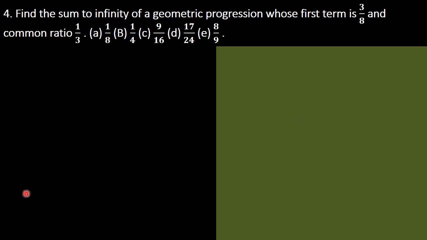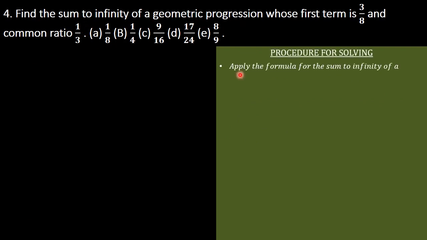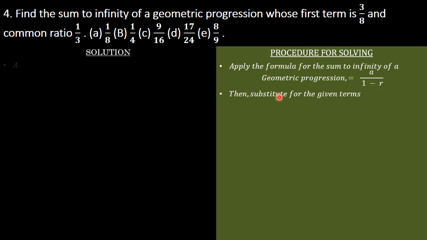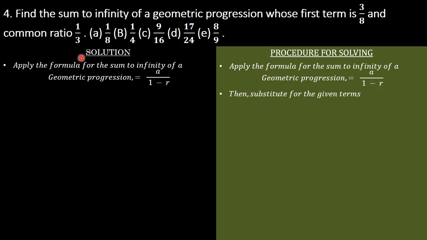Question 4. Find the sum to infinity of a geometric progression whose first term is 3 over 8 and common ratio 1 over 3. Let's check the procedure for solving this. Apply the formula for the sum to infinity of a geometric progression, which is equal to a over 1 minus r. Then substitute for the given terms.